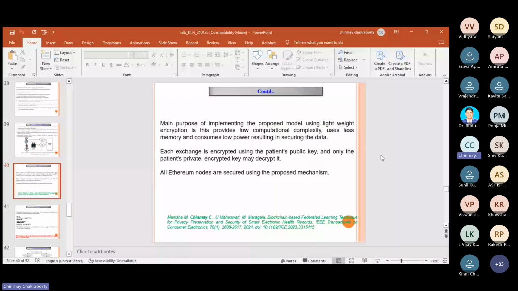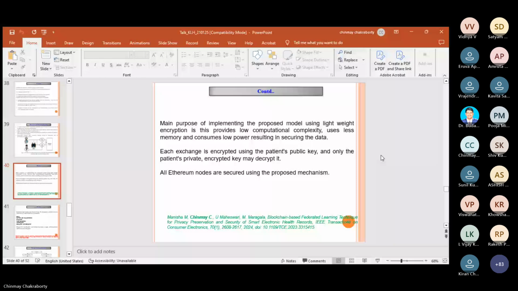So the main purpose of implementing the proposed model is to use lightweight encryption. This provides low computational complexity, uses less memory and consumes low power, resulting in securing the data. Another point is that it exchanges the data encrypted using the patient's public key, and only the patient's private key may decrypt it. And all Ethereum nodes are secured using the proposed mechanism.